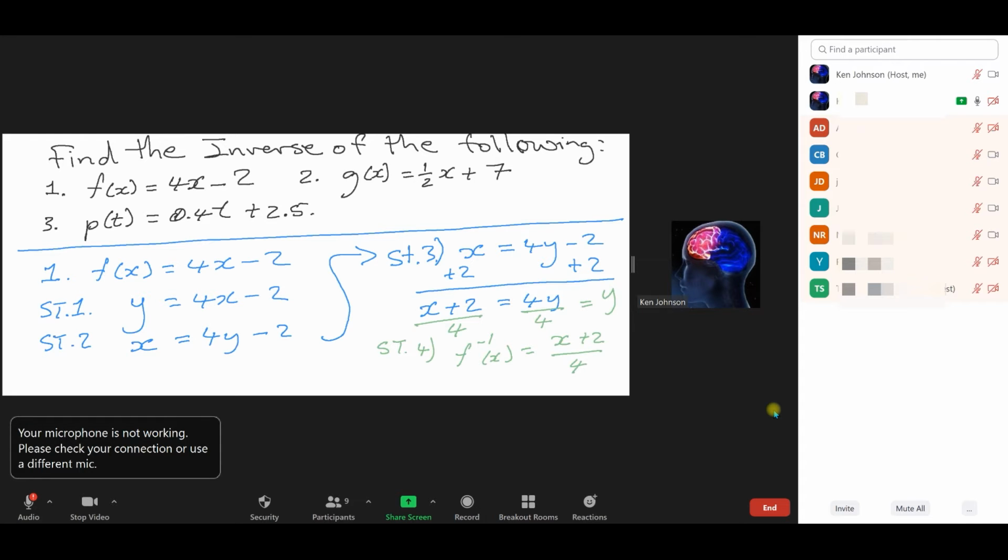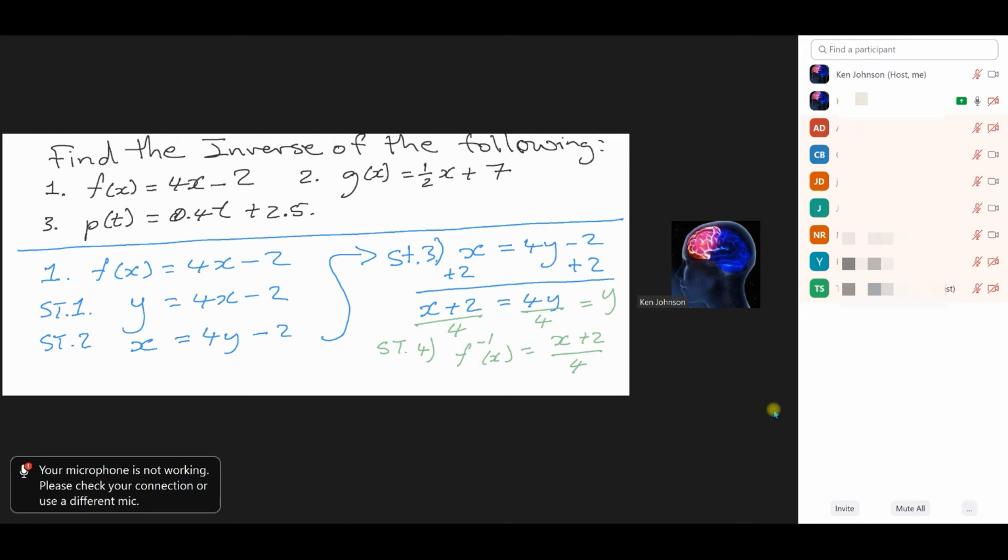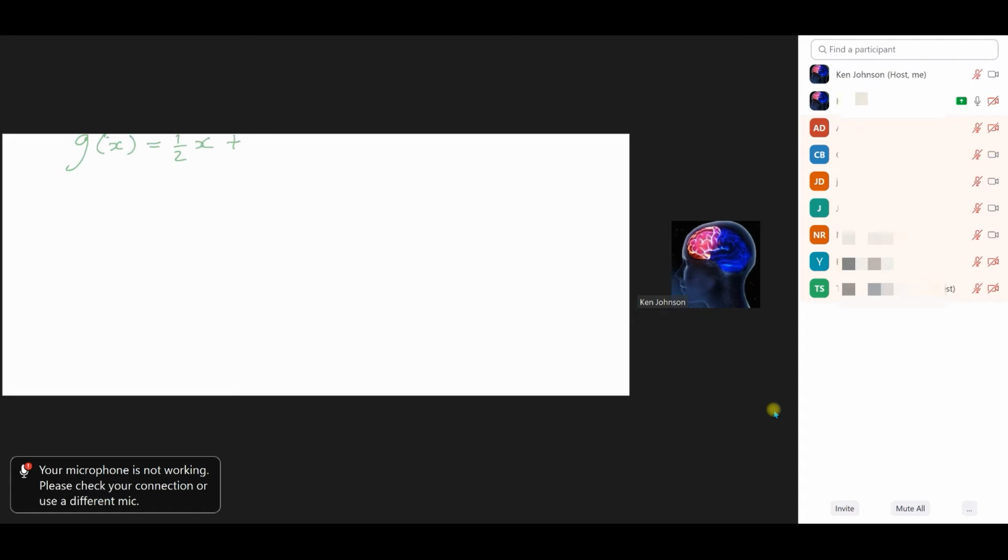So let's see the next problem. Alright, so we're going to replace the function. For step 1, we're going to replace the function with y. So we're going to have y equal 1/2 x plus 7. Step 2, we're going to interchange x and y.